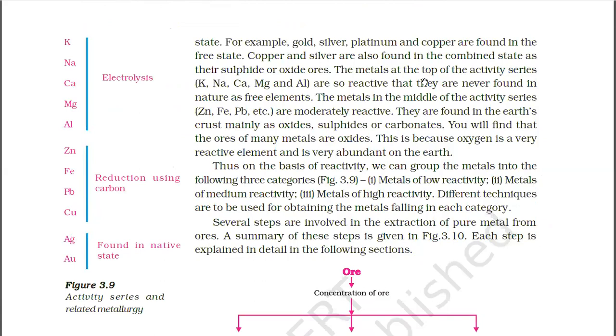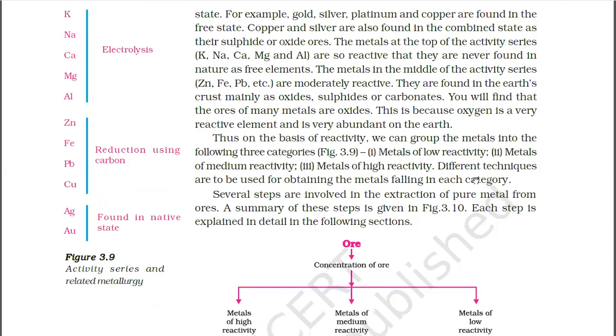The metals at the top of the activity series are so reactive that they are never found in nature as free elements. The metals in the middle of the activity series are moderately reactive. They are found in the Earth's crust mainly as oxides, sulfides, or carbonates. You will find that ores of many metals are oxides. This is because oxygen is a very reactive element and is very abundant on the Earth. Thus, on the basis of reactivity, we can group the metals into the following three categories: metals of low reactivity, metals of medium reactivity, and metals of high reactivity.